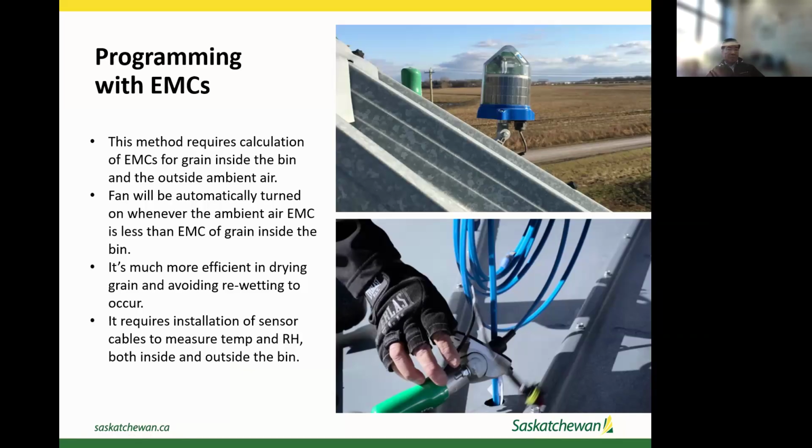But the method requires installing sensor cables to measure the temperature and relative humidity both inside and outside. I guess probably Glenn would give some kind of ideas. I think most newly installed bins probably should have this kind of sensor cables installed.